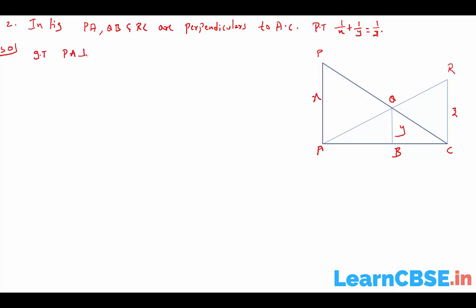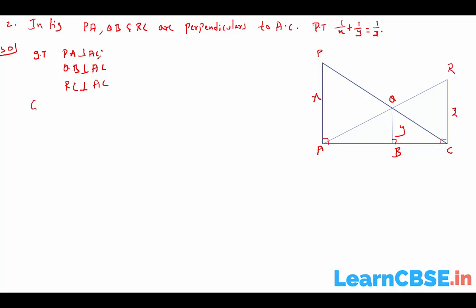Given that PA perpendicular to AC, QB perpendicular to AC, RC perpendicular to AC, means all these angles are 90.